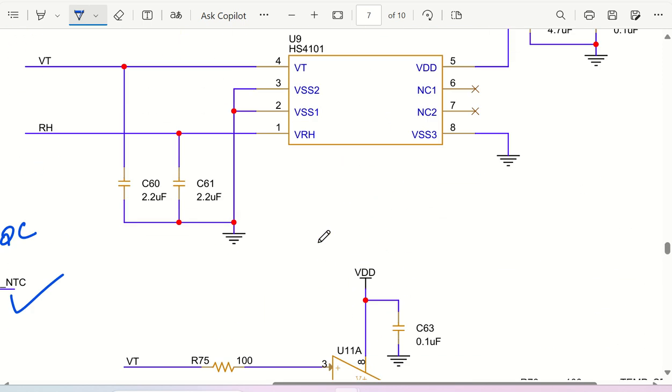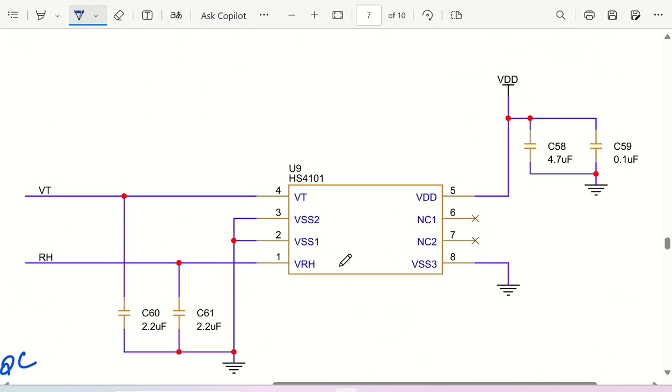Similar to that, we have used a very nice humidity sensor as well as temperature sensor, both together. We have VT as the temperature sensor and RH as the humidity sensor. This IC is from Renesas.